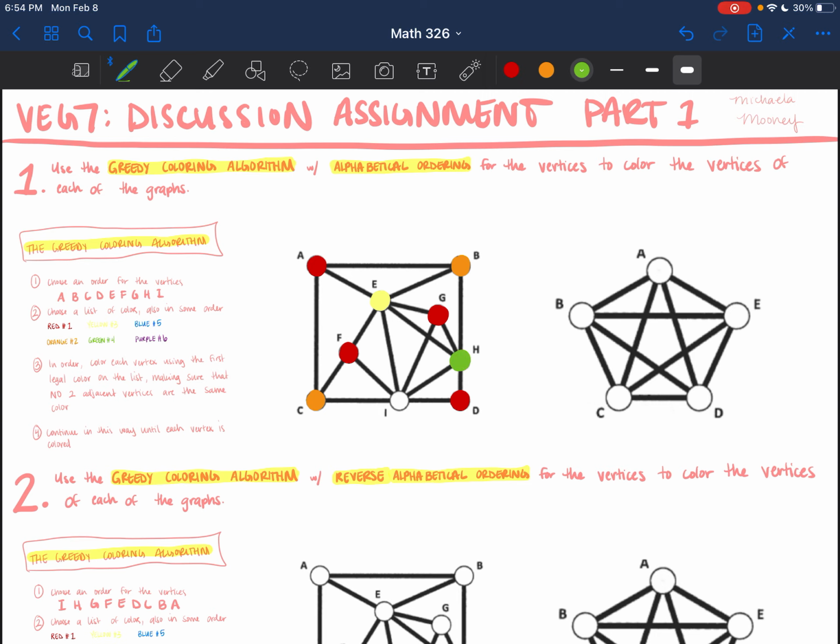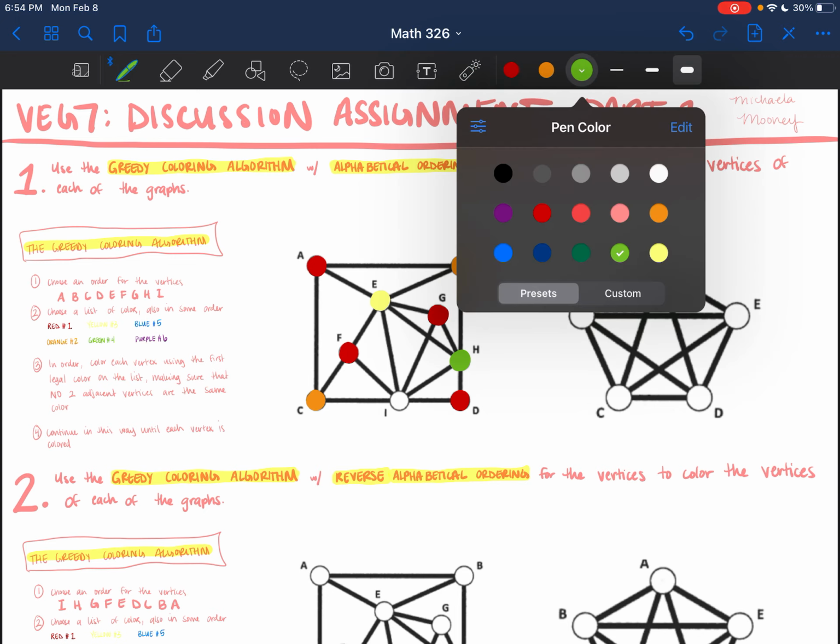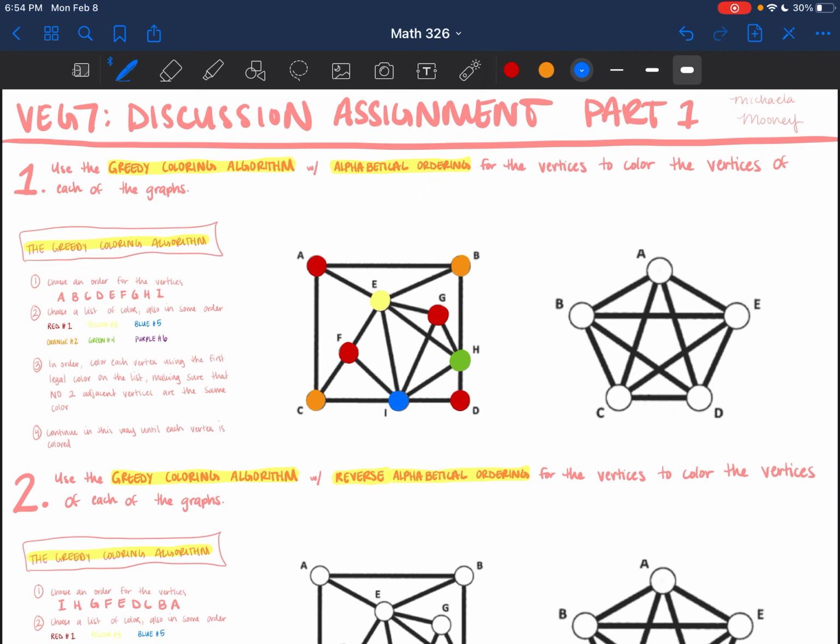And finally, we have vertex I, which is touching all sorts of things. It's touching C, F, E, G, H, and D. And it happens to be touching orange, red, yellow, and green. So it's touching all four of the colors we've used so far. So we have to add another color, color number 5, which is blue.